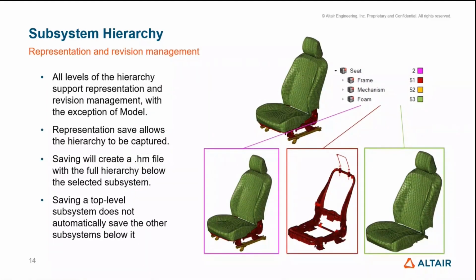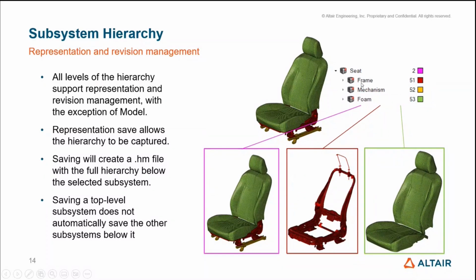In terms of how this hierarchy now affects representation and revision management, we support representation and revision management at all levels of the hierarchy, with the exception of the model. The model subsystem can't be saved because it owns all of the content of the model, and technically saving the model subsystem is just like saving your HyperMesh file like normal, just doing file save. You get the same content. So we support representation and revision management at all of these different hierarchy levels.